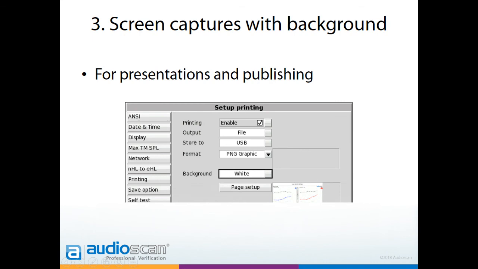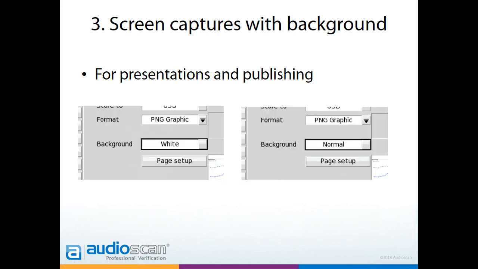The third feature is mostly aimed at those creating presentations or figures for publications. Verifit 2 and Axiom normally turn the background white when printing, which is helpful when printing to an inkjet printer. However, it's sometimes desirable to do a print to file with all the gray background intact. This is now available as an option in the printing setup screen.